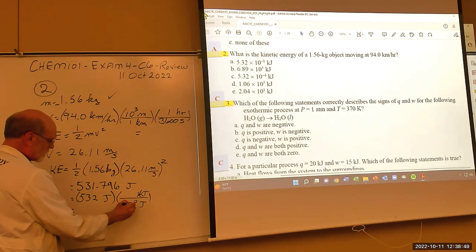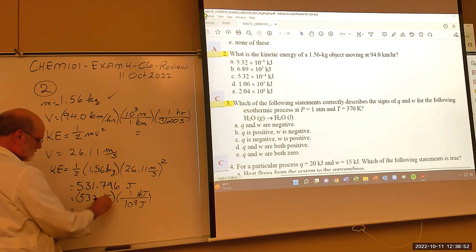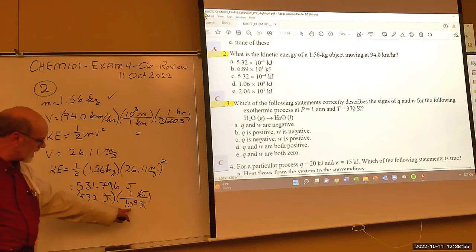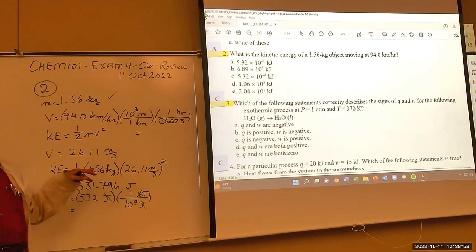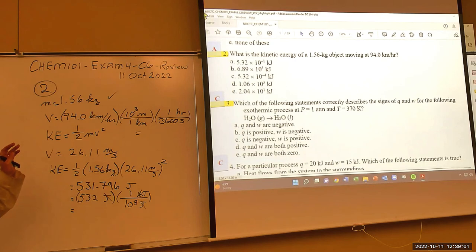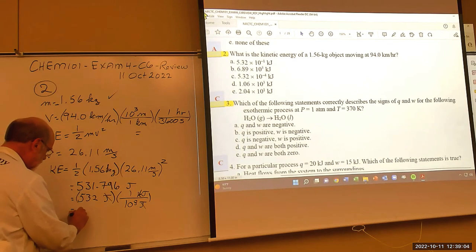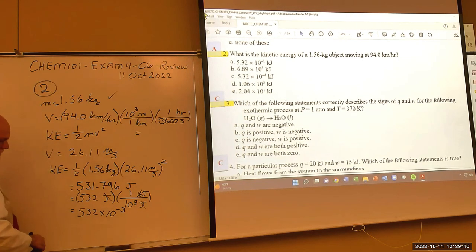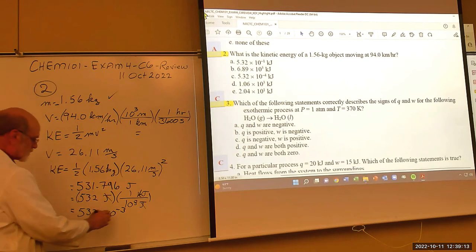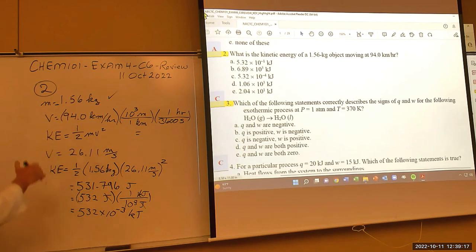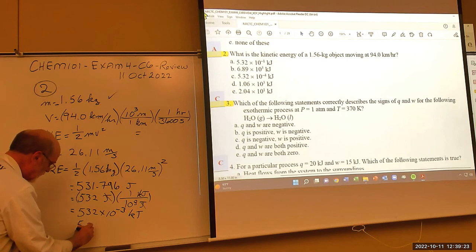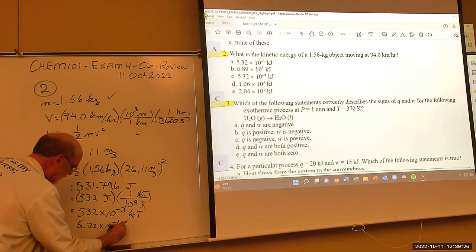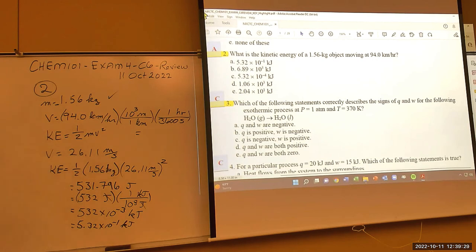So we need 10 to the third joules in a kilojoule, right? So what happens to the sign of that 10 if you bring it from the denominator to the numerator? It goes from positive to negative. So this would be 532 times 10 to the minus third kilojoules. That's not up there. They're all in scientific notation, you can see. So 5.32 times 10 to the minus 1 kilojoule. Now we're there. And that's why the answer is A.